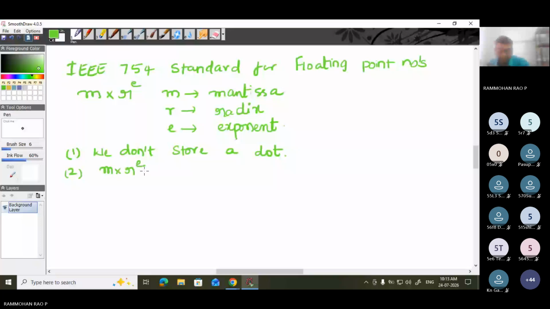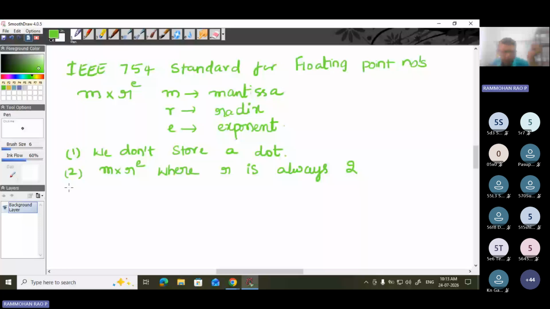Second point, the format used is M into R power E, where R is always 2. You know very well, R is always 2. R means radix, base. Base will always be 2. Why will base always be 2? Because the number system we are dealing with is binary. So since I know R is always 2, I need not store it explicitly, right? It is assumed, it is by default.